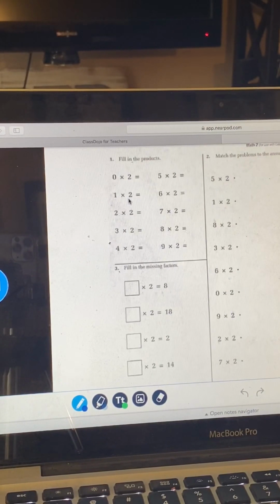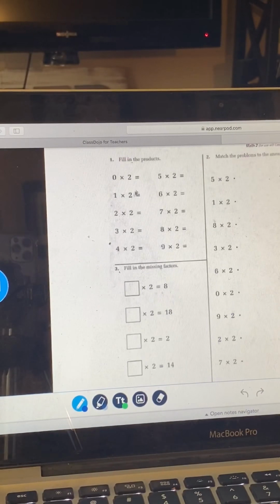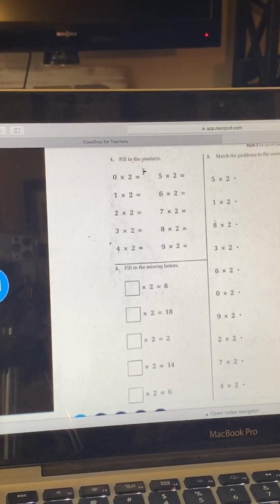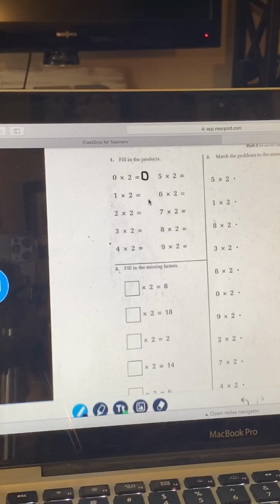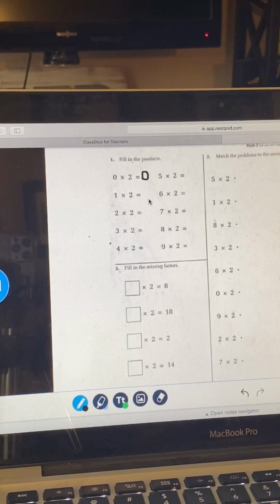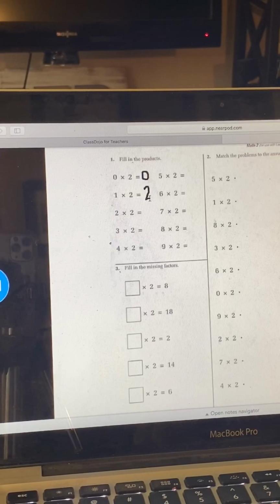So let's go ahead. We already know 0 times 2 is 0, because any number, oh, let me fix my crayon here, and let's go to black. Any number times 0 is always 0. All right, next. 1 times 2, we just talked about that. If I have one group of 2, then my answer is just 2.